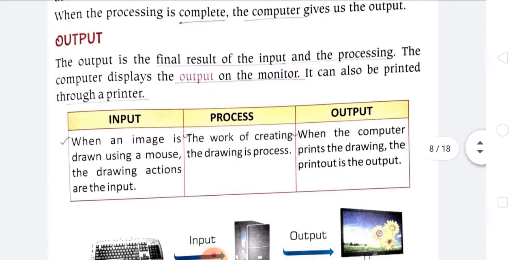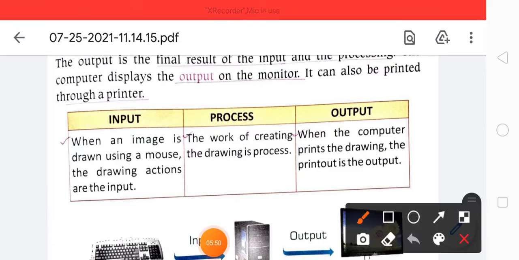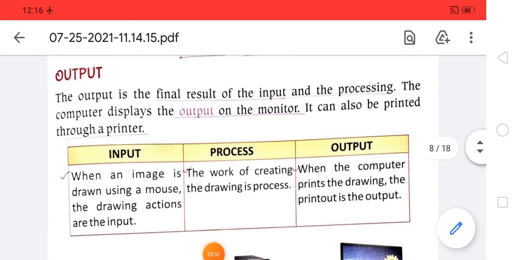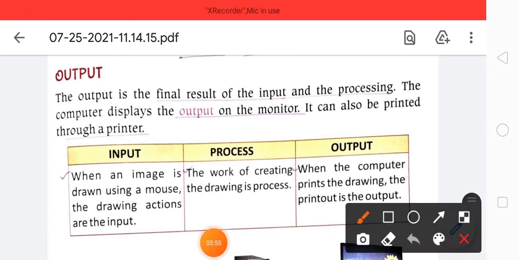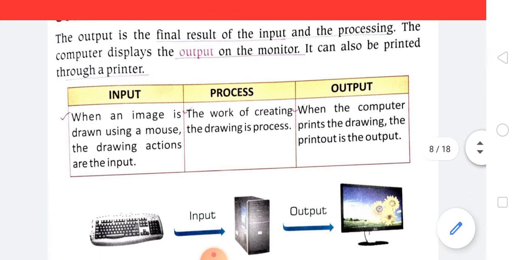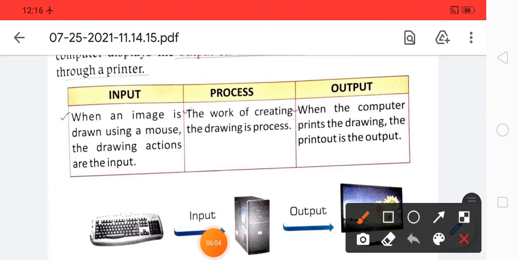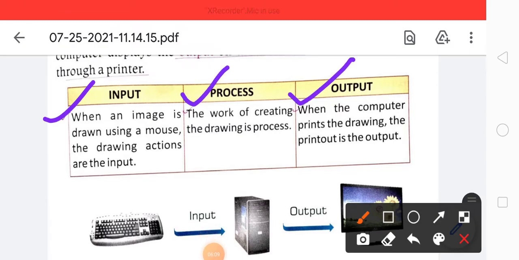The output is the final result that shows on a computer after processing. The computer displays the output on the monitor. It can also be printed through the printer. So the three steps are the input, the process, and the output.